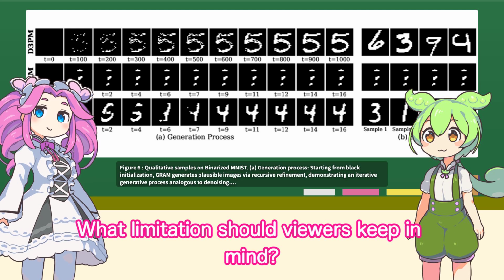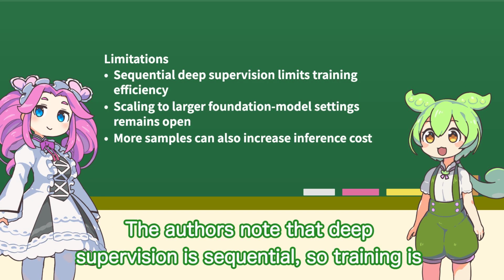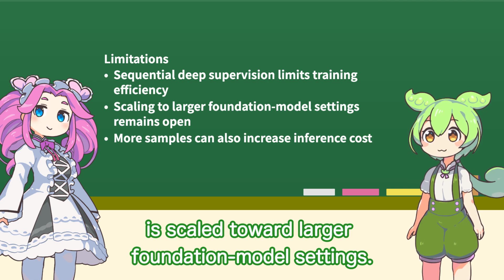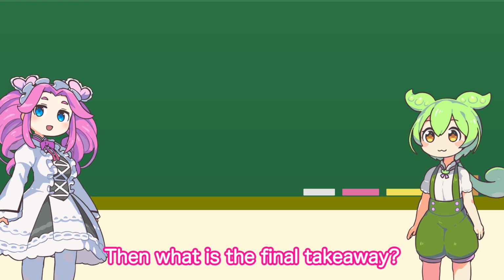What limitations should viewers keep in mind? The authors note that deep supervision is sequential, so training is less efficient than standard transformers. That matters if GRAM is scaled toward larger foundation model settings. Then what is the final takeaway?